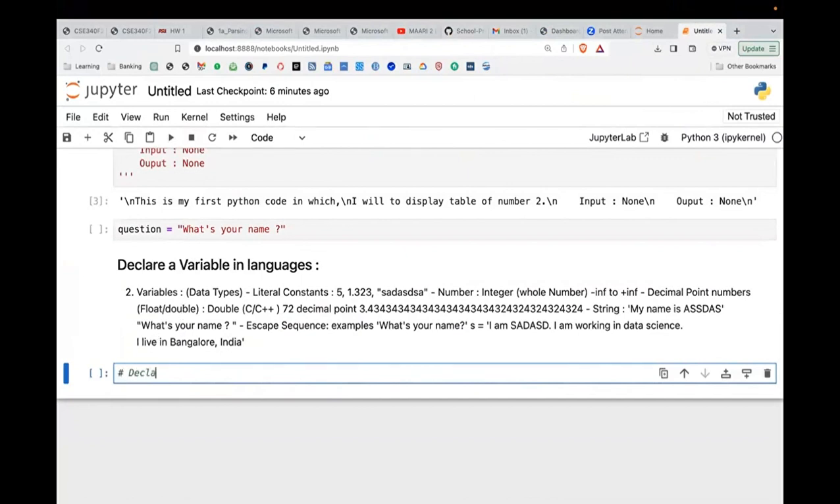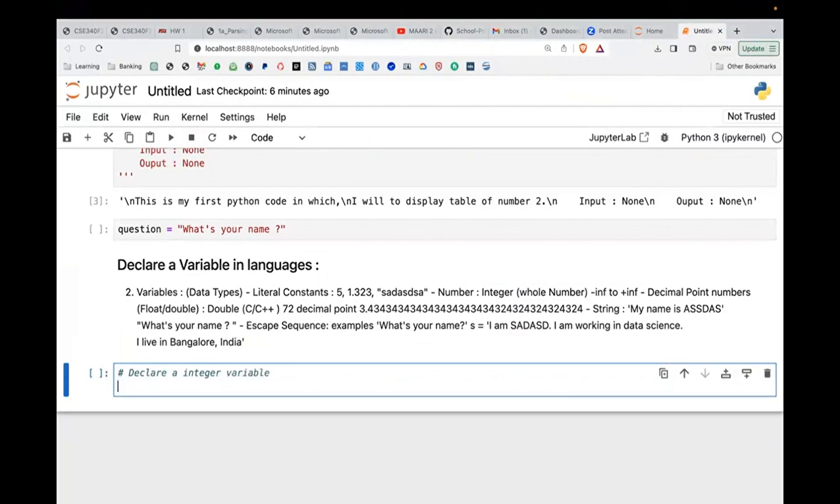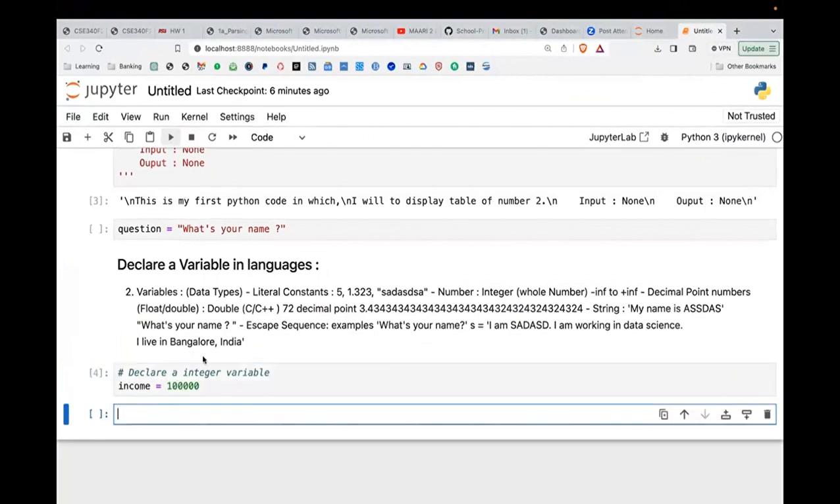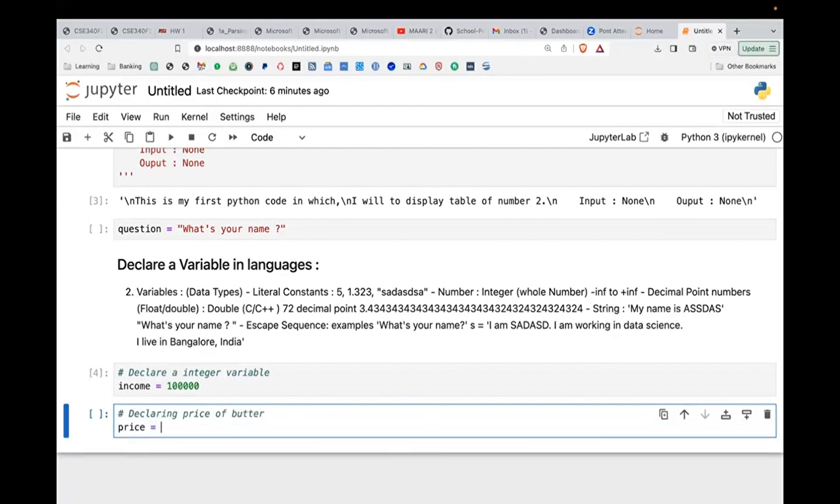Suppose you want to declare an integer variable. Okay, so an integer variable is, say, your income is 10,000. This is an integer variable right now. Any problem here? Now declaring the price of, say, butter. Price equal to $2.56. In that way, you are declaring a float, or you can say double, or you can call it decimal values. This is just a way of declaring with a decimal value.